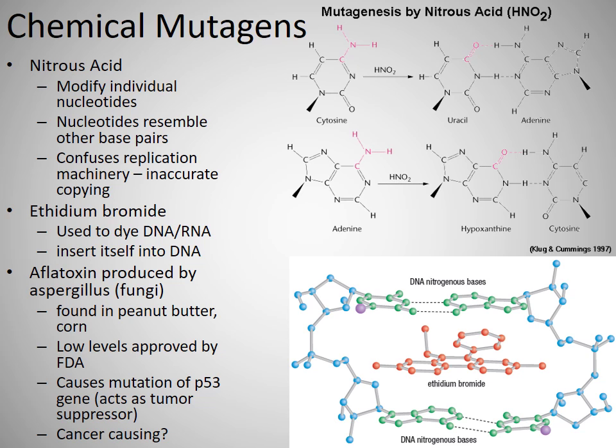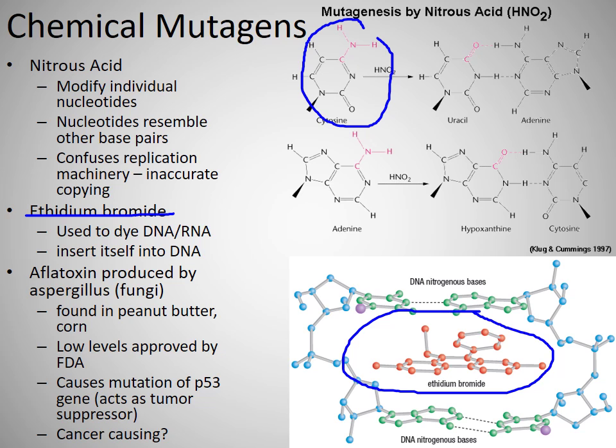When you eat this food and you ingest sodium nitrate, your body will metabolize that and convert it to nitrous acid. Well, nitrous acid can modify individual nucleotides here, right? Which isn't good. These nucleotides will obviously resemble other base pairs. It will confuse the DNA or the enzymes that are responsible for DNA replication. Another one's ethidium bromide. It basically mimics a nucleotide base, and it can insert itself right into our own DNA.